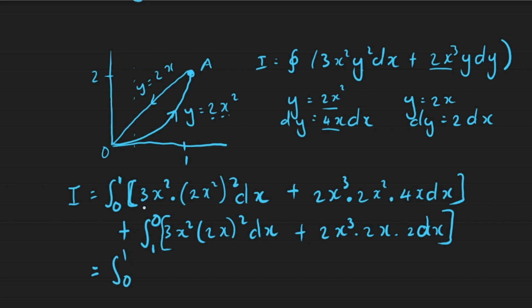Simplifying this, 3x squared times 2x squared squared. So x squared squared is x to the power 4. X to the power 4 times x squared is x to the power 6. And 3 times 2 squared, well, 2 squared is 4, 4 times 3 is 12. So we're going to have 12x to the power 6. That's this first term.